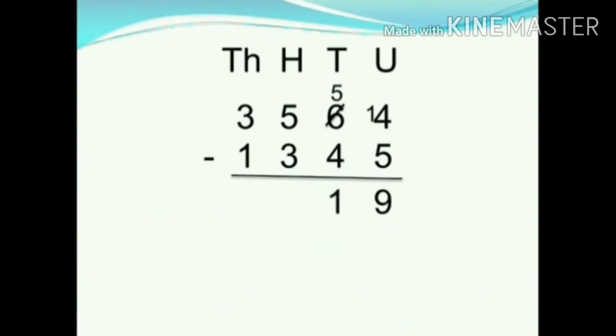Now subtract the digits in the hundreds place. Which numbers are there in the hundreds place? The digits in the hundreds place are 5 and 3. So 5 minus 3 is equal to 2. Write 2 in hundreds place. Next subtract digits in the thousands place. Which numbers are there in the thousands place? The digits in the thousands place are 3 and 1. So 3 minus 1 is equal to 2. Write 2 in thousands place.